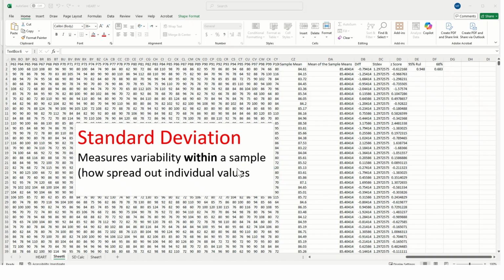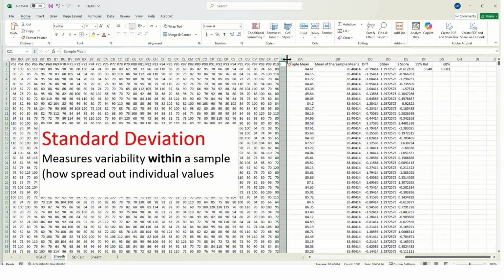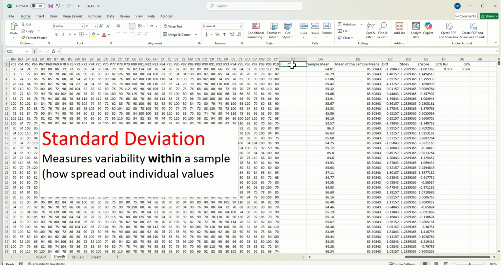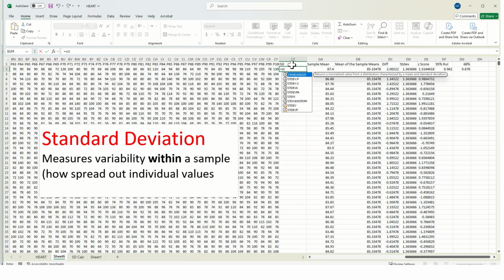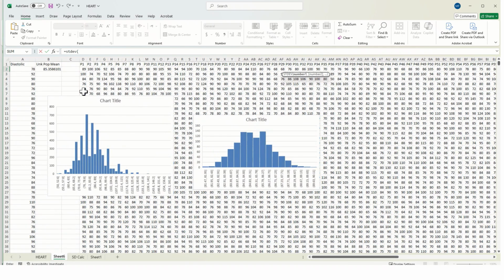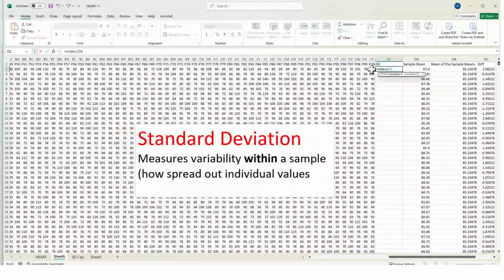Standard deviation, in fact, is the measure of the variability within a sample, how spread out individual values are. For example, for our sample 1, we can measure the standard deviation for this sample particularly. The standard deviation for the first sample is STDEV, the formula for calculating standard deviation, and open parentheses. I'm going to select all the values in sample 1 from column D all the way to column CY.